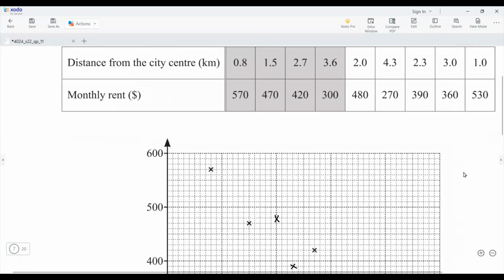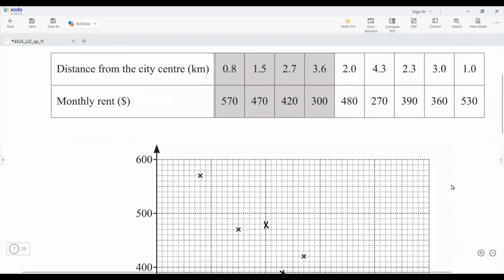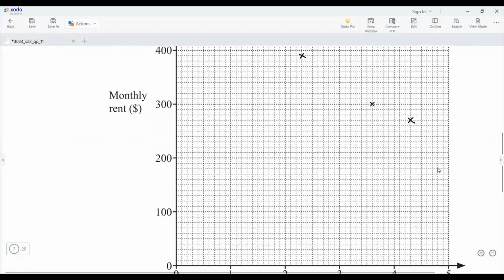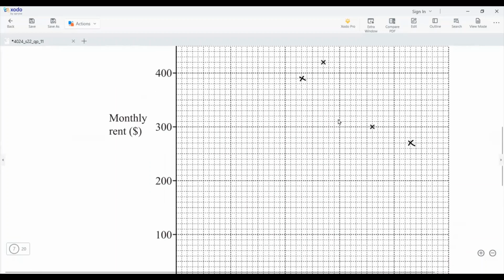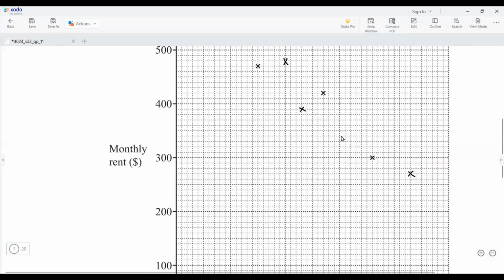Next one is 3 and 360. 3 and 360 will be lying 4 boxes under 300. So it's the result of it.